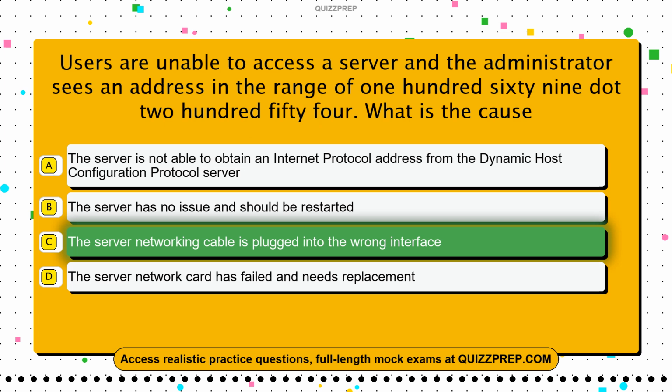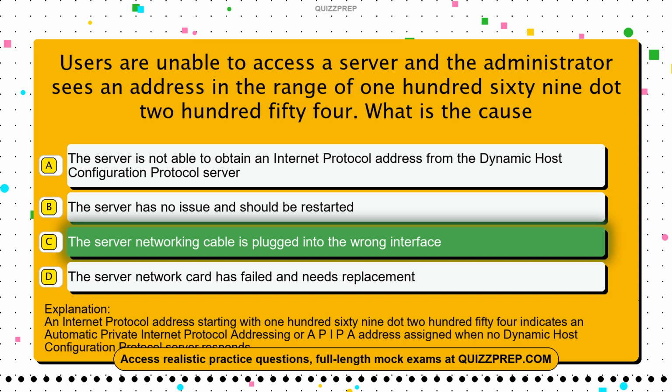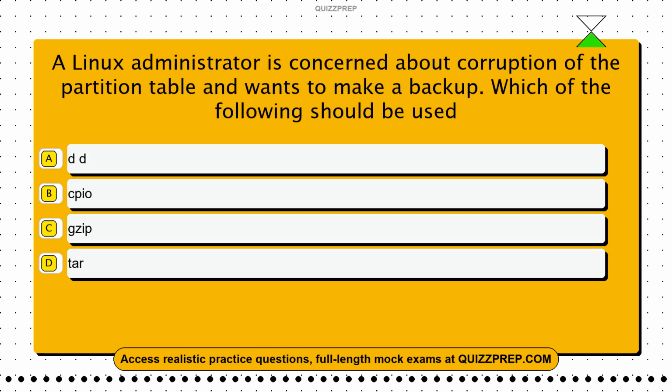The correct answer is option C. The server networking cable is plugged into the wrong interface. An Internet Protocol address starting with 169.254 indicates an Automatic Private Internet Protocol Addressing, or APIPA, address assigned when no Dynamic Host Configuration Protocol server responds. Question 136. A Linux administrator is concerned about corruption of the partition table and wants to make a backup. Which of the following should be used?